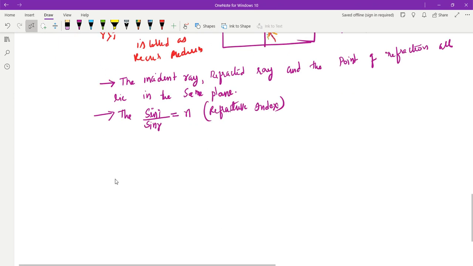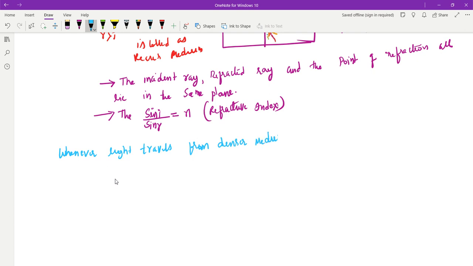Now the key point to take is whenever light travels from a denser medium to a rarer medium, it bends away from the normal. This is the key point that I am going to take to explain a new concept, which is intended for your syllabus.